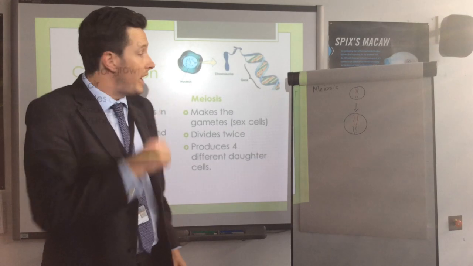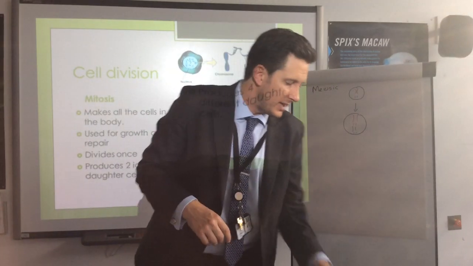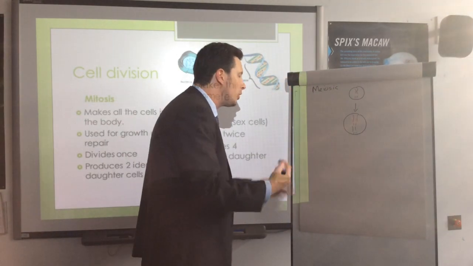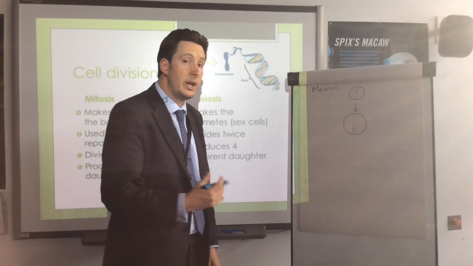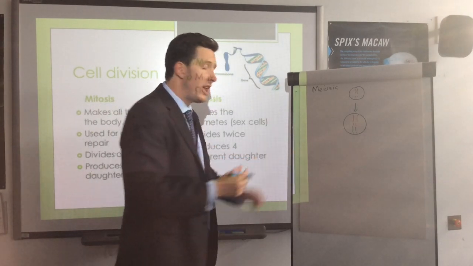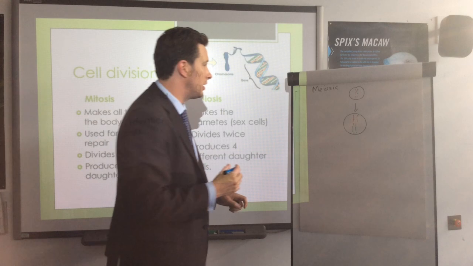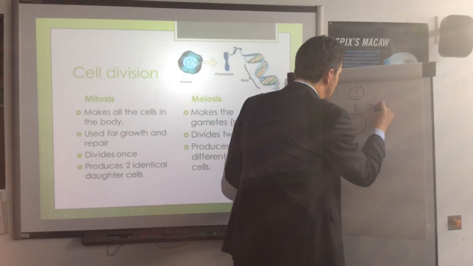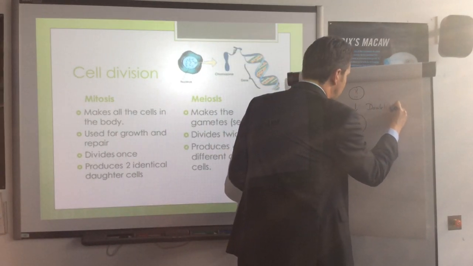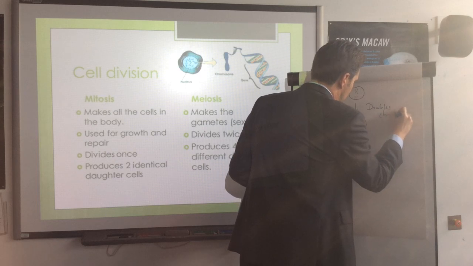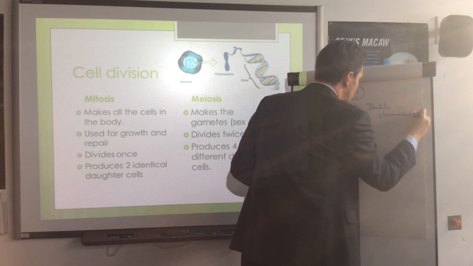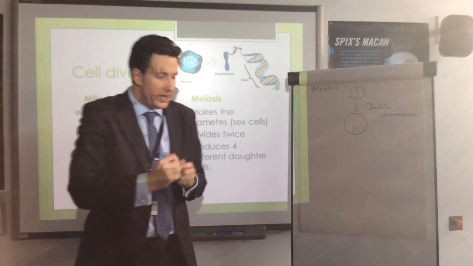Then, in meiosis, something that does happen, it's a less talked about thing in GCSE really, but it's still important to the process. It's actually, when they've paired up, it swaps little sections of DNA. So it doubles the number of chromosomes, copies the chromosomes, and then it swaps little sections of DNA.